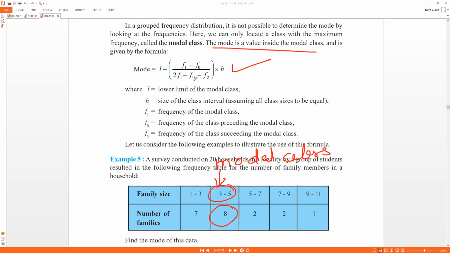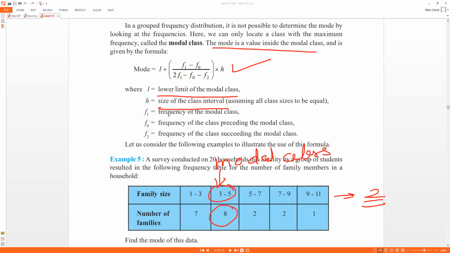Now what is L? L is called the lower limit of the modal class. For example, 3 here. Okay, 3 हा झाला L, lower limit of the modal class. Then what is H? Size of the class interval. Width, class width. काय class width? Constant आहे सगळीकडे, 2 आहे. ओके, what is class width? Upper class limit minus lower class limit, 2 आहे.